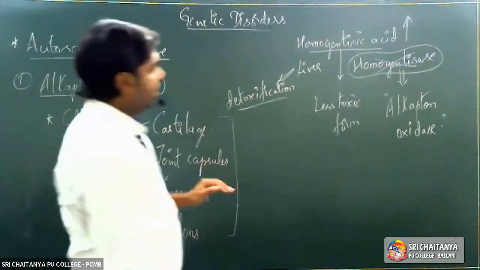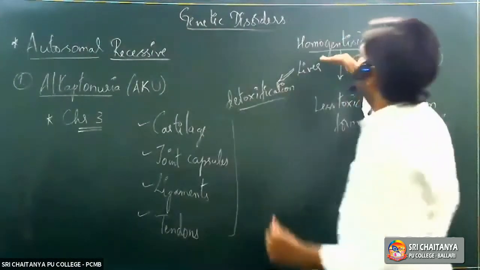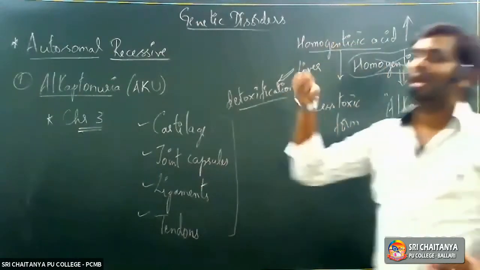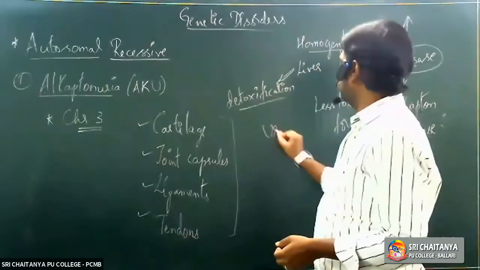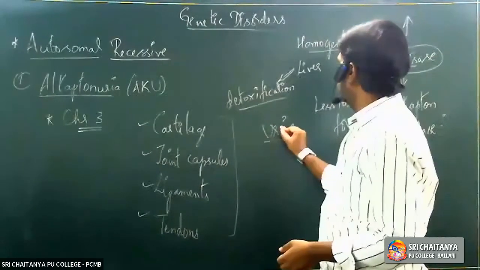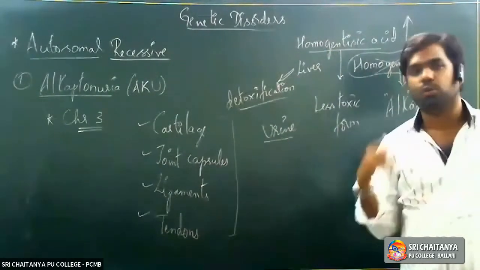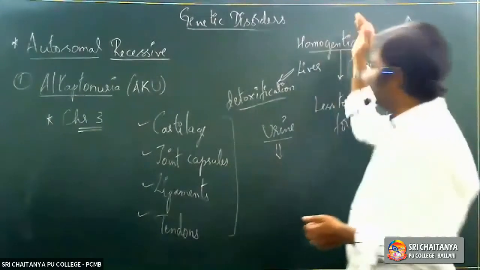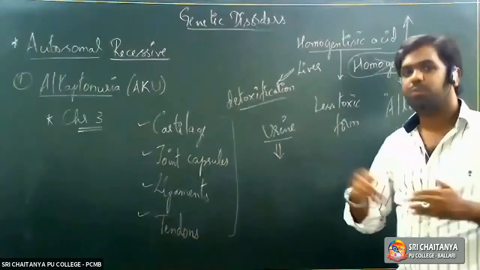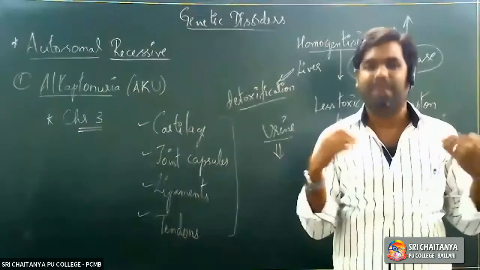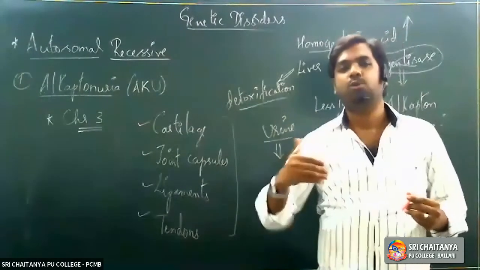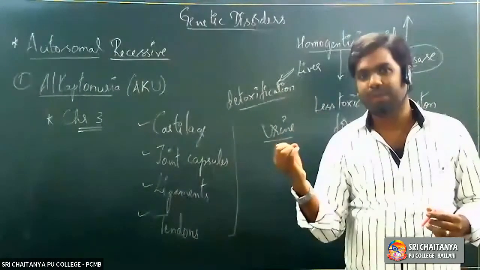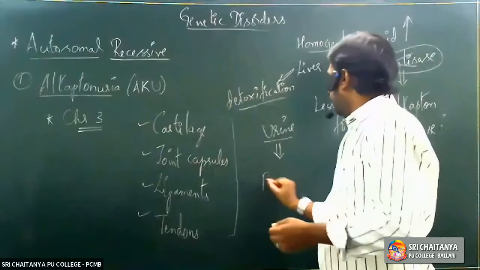Next one. What exactly is happening? As the concentration of homogentisic acid in the body starts increasing, some of this compound would be excreted through the urine. Now this urine containing homogentisic acid, if it gets exposed to or comes in contact with air for some time, it would turn black in color.